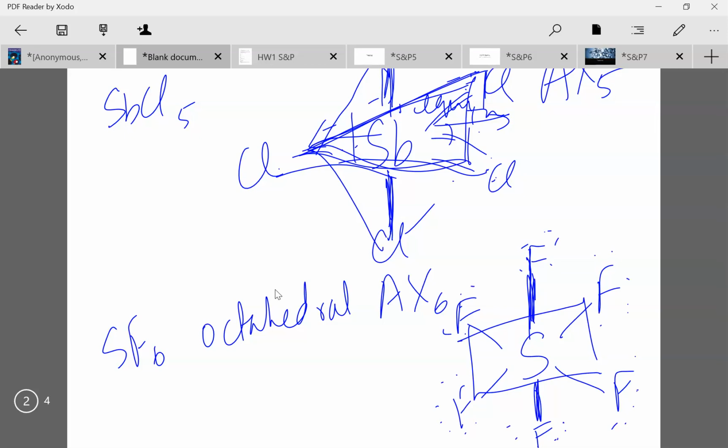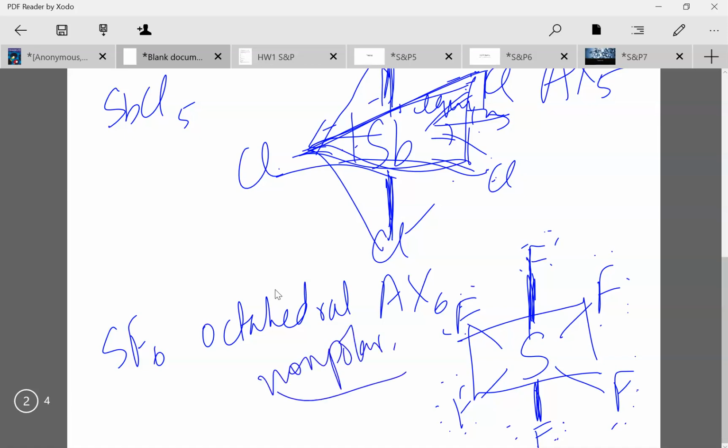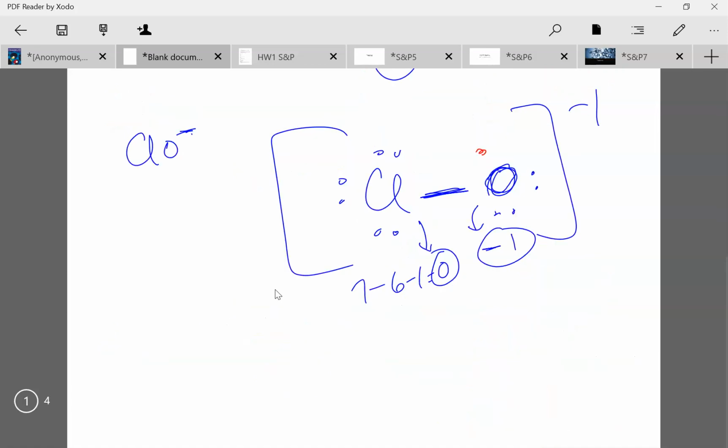So this is an octahedral array of 6. This is also non-polar because they all cancel out. So again, these are the basic VSEPR shapes. These are the shapes that I did say would be non-polar.